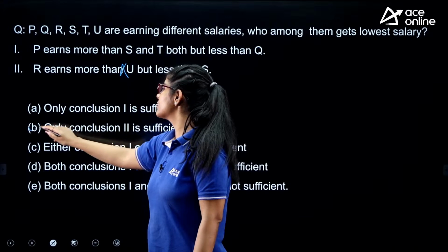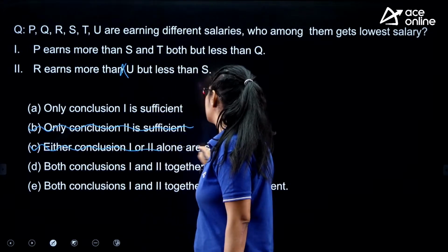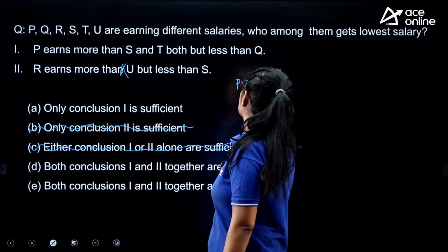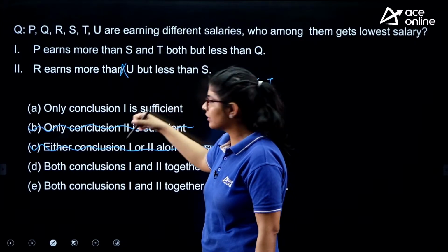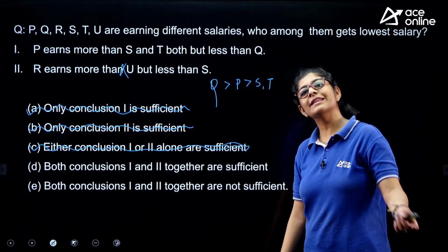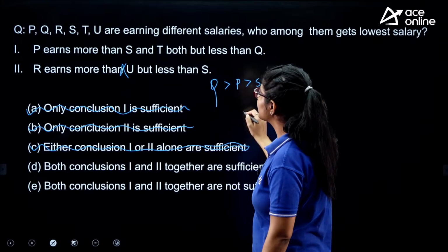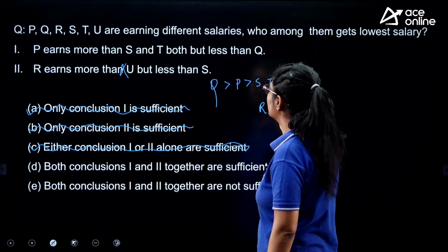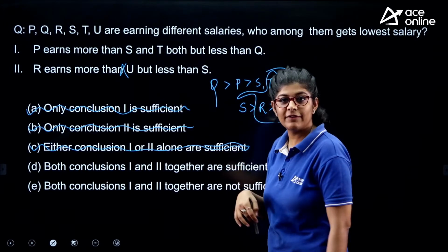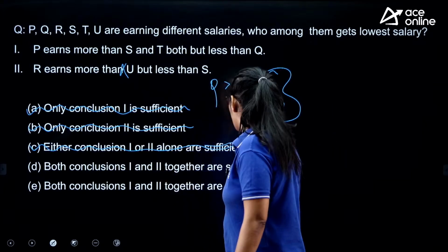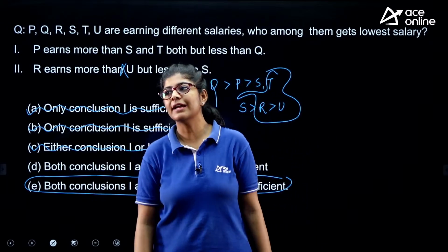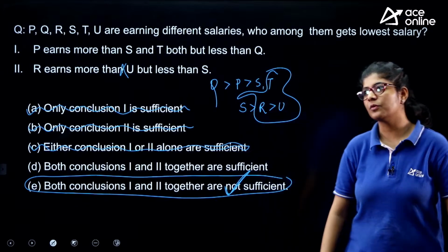So this one is eliminated. If this one, that means option number B and C are eliminated, right? First, P earns more than S and T, okay, and less than Q. Again, all the members are not included. That means option number A is also eliminated. If I merge them, after that also I am not able to determine the answer because it is given that R earns more than U but less than S, right? But here there is no comparison of R and U given with T, so we are not able to determine it. Option number E is the correct one. Very good. I guess all of you got the correct answer.